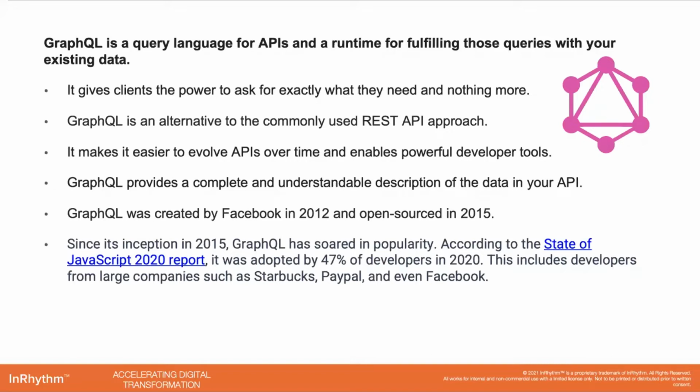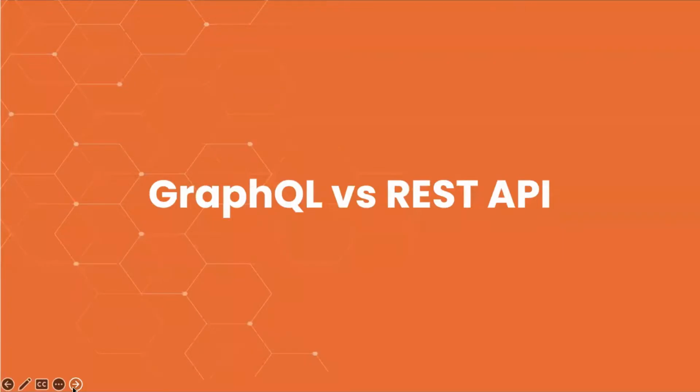Later, back in 2015, they open sourced GraphQL, and since 2015, GraphQL became quite popular. According to the State of JavaScript 2020 report, it was adopted by 47% of developers, and the adoption of GraphQL is quite impressive. Many large, well-known companies are using GraphQL quite extensively. So that's really cool.